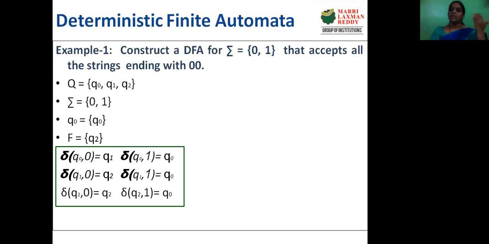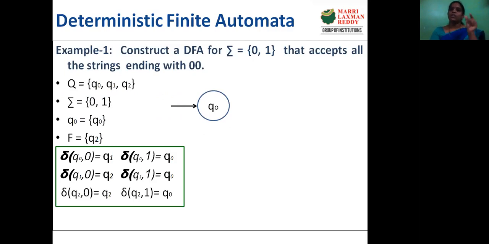That means at the beginning, whatever symbol it may contain, either it is 0 or a 1, but at the ending, your language should end with 2 zeros. Okay. Now, defining the finite automata, let us start with an initial state Q naught, where Q naught is the initial state.